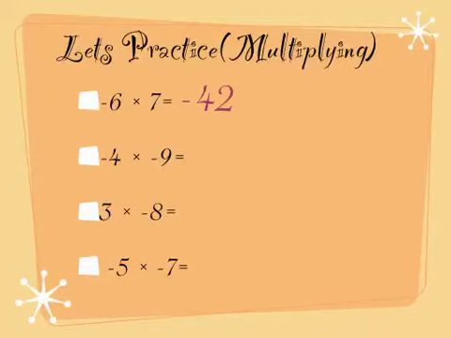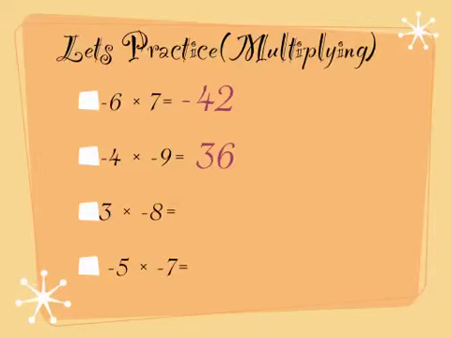The next example is negative 4 times negative 9. In this case, we have the same sign. Both numbers are negative. A negative times a negative is going to give you a positive, and 4 times 9 is 36.